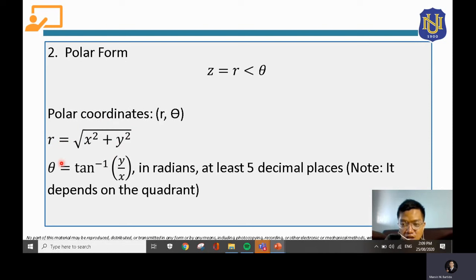And your theta, or argument of z, will just be equal to the arctangent of y over x, wherein y is your imaginary part and x is your real part. The theta, or the argument of z, will be expressed in radians for this course. So you have to at least give five decimal places in computing for theta. There's an important note here, class, that your theta will depend on the quadrant where the complex number is located. We're going to discuss this further in the succeeding slides, how to analyze your argument, or your theta.